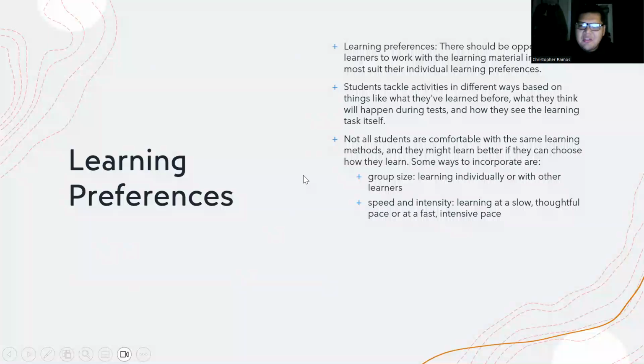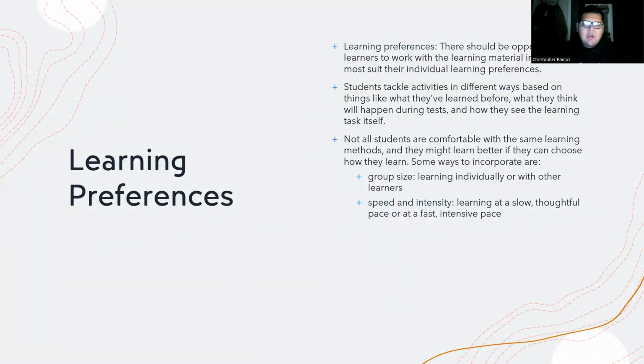Learning preferences. Basically, what it means is for learners to work with the learning material in ways that most suit their individual learning preferences. Students tackle activities in different ways based on things like what they've learned before, what they think will happen during tests, and how they see the learning task itself. Not all students are comfortable with the same learning methods, and they might learn better if they can choose how they learn.